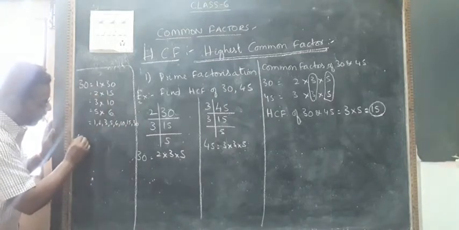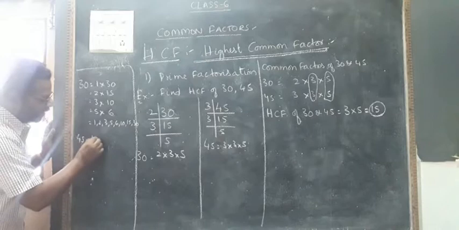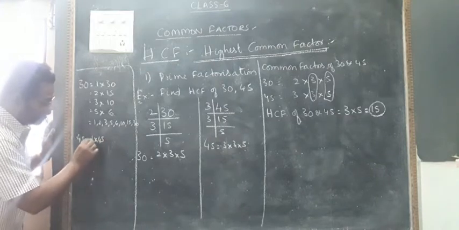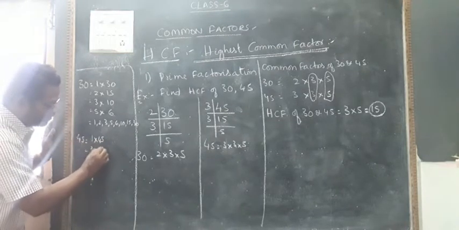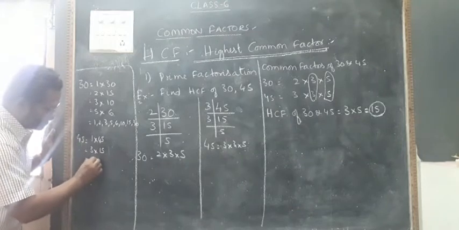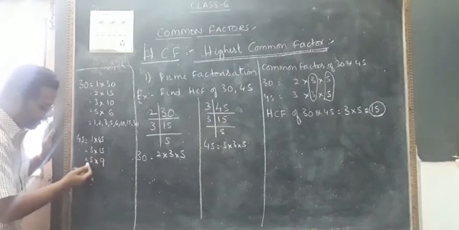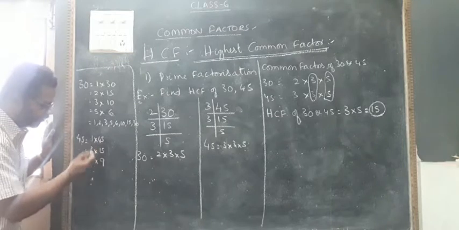Now coming to the factors of 45. 1 times 45. 2 is not divisible. 3 times 15. 4 is not divisible. 5 times 9. Again 9 times 5, 15 times 3, 45 times 1.